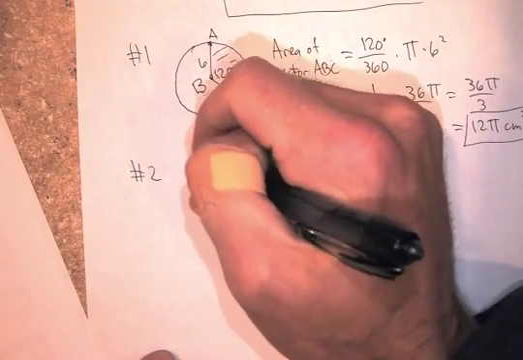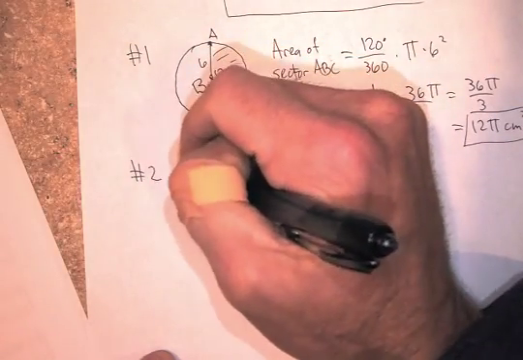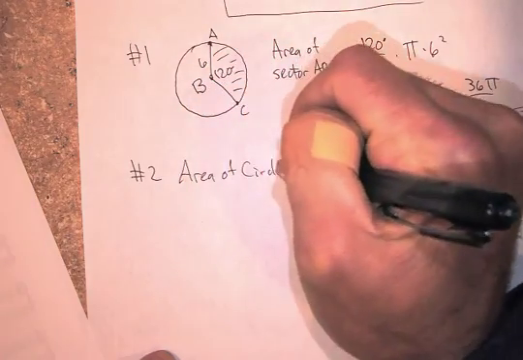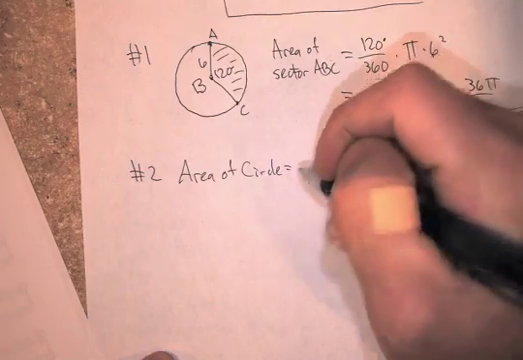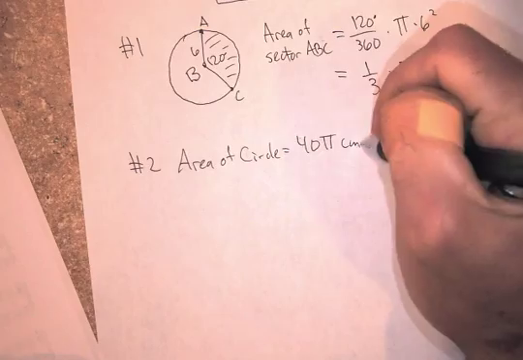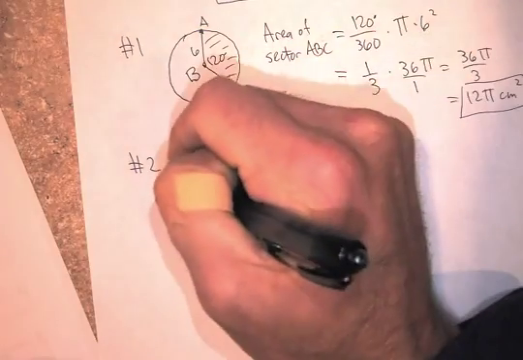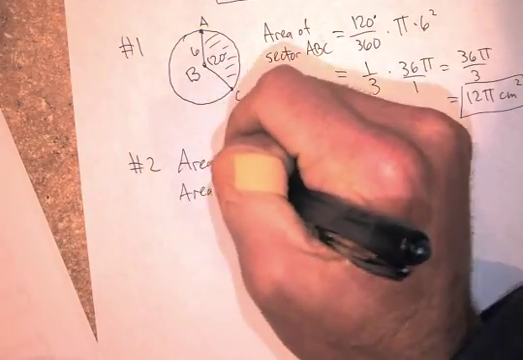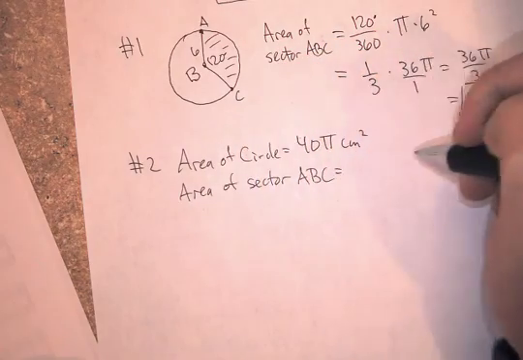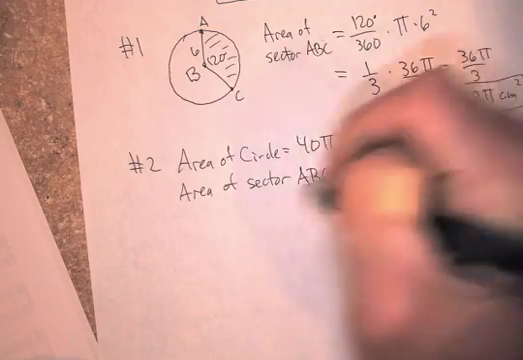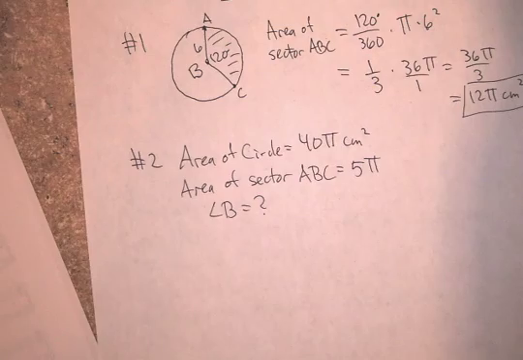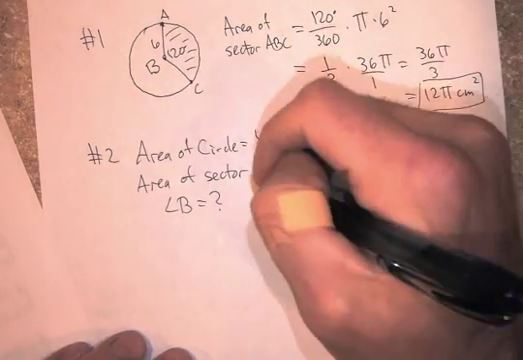Number two, a little tougher. Let's say the area of the whole circle is 40 pi centimeters squared. And then area of sector ABC is only 5 pi. So we're going to try to figure out what's the measure of angle B. All right, so we kind of got to work backwards here. Same formula. Let's write it down.